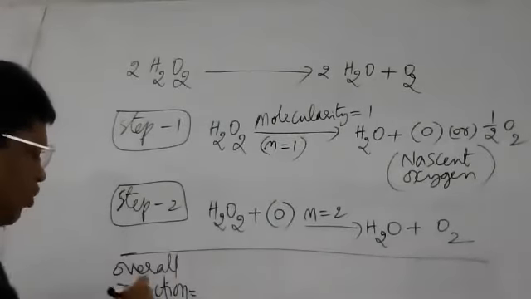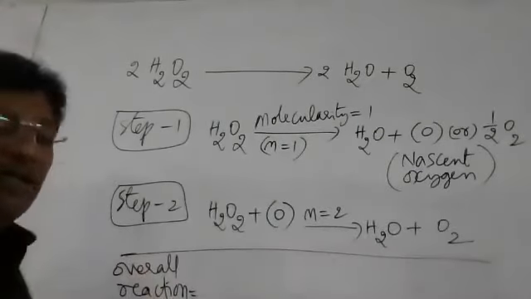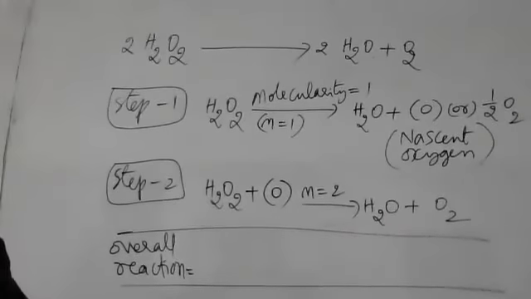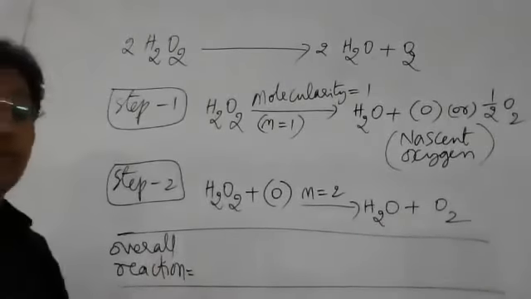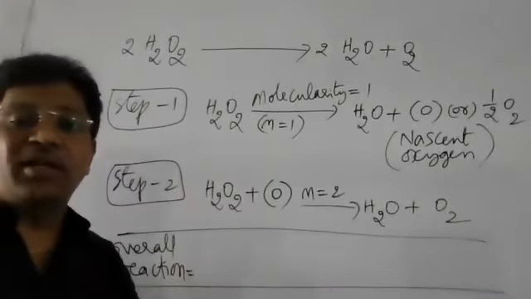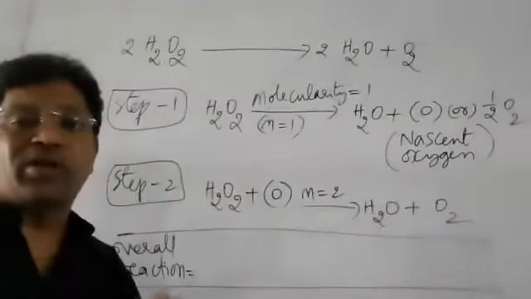Okay. So this overall reaction can be obtained by adding the two equations. By adding the two steps, we can get the overall reaction. How can the two equations be added? We have to understand that first.